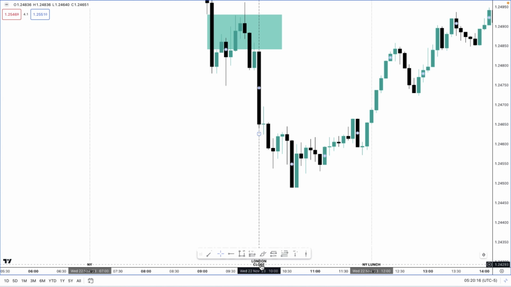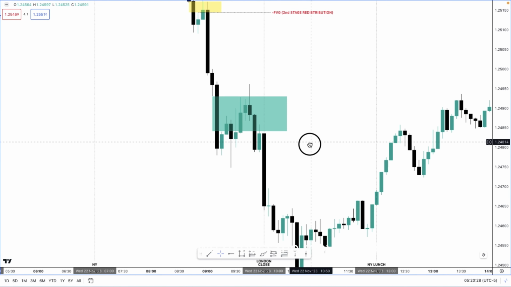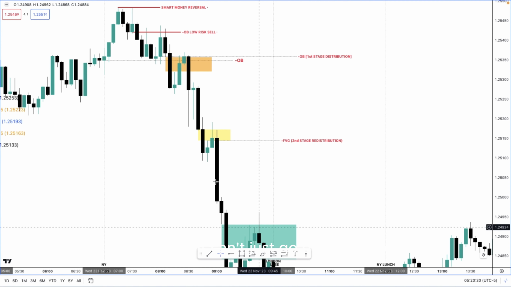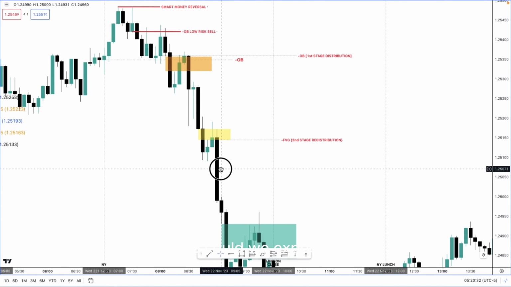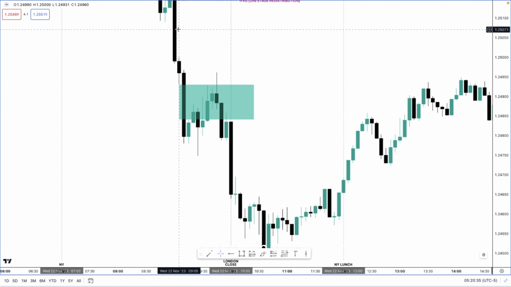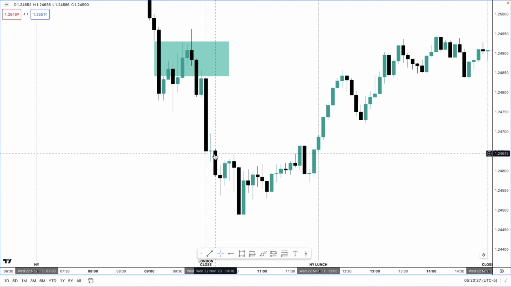So the London close is a period of time where we expect the low of the day to be formed if we are bearish. So if we had a sell day like this, where can we expect the move to be complete? It can't just go down forever. Where could we expect that we are done with the move? Between 10 a.m. and 12 p.m., during the London close. That's when to expect the low of the day to be formed if we're bearish, and the high of the day to be formed if we are bullish.